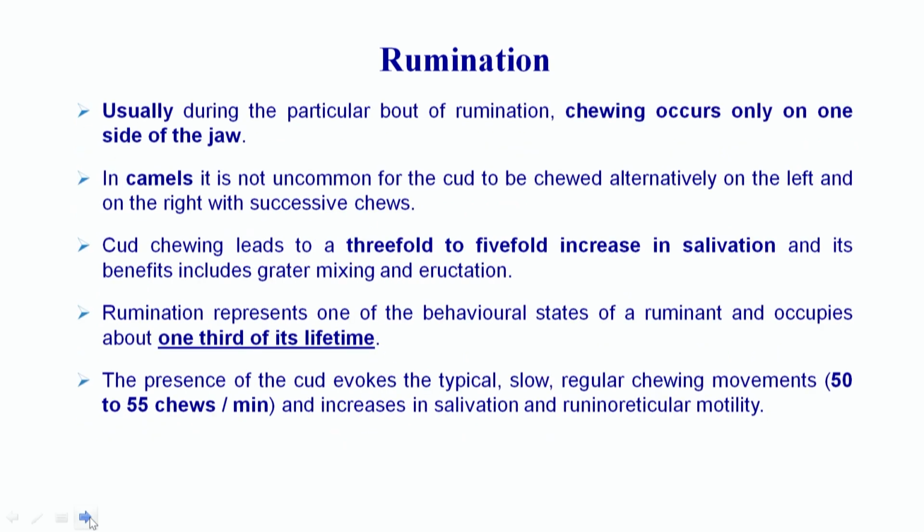Usually, during a particular bout of rumination, chewing occurs only on one side of the jaw. In the camel, it is not uncommon for the cud to be chewed alternately on the left and right side in successive chewing. Cud chewing leads to a 3-fold to 5-fold increase in salivation. This is important: when the animal chews that cud, salivary secretion will increase 3 to 5-fold. Once the ingesta comes into the mouth, it will chew around 50 to 55 chews per minute.